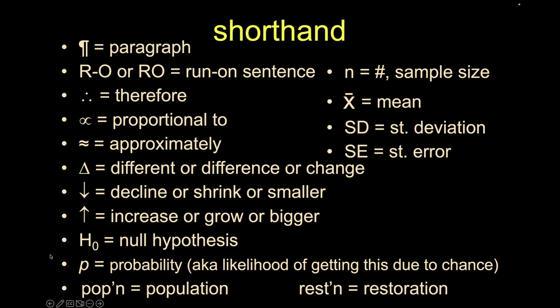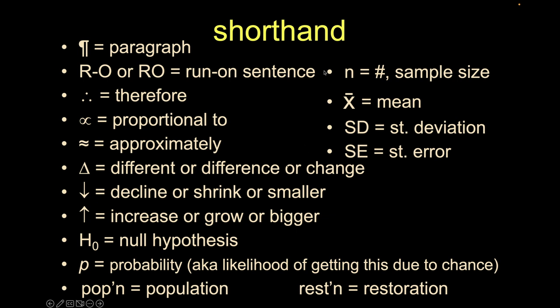H-naught, we already talked about earlier today, is the null hypothesis. Italicized P is the probability of something happening just due to chance. A lot of times people call this a so-called p-value. And just like I said, restoration, population, I'll abbreviate those a lot of times by taking out some of the letters and putting an apostrophe, solely to save space on my slides. But that's also a trick you guys can use when you're typing or writing out your notes.